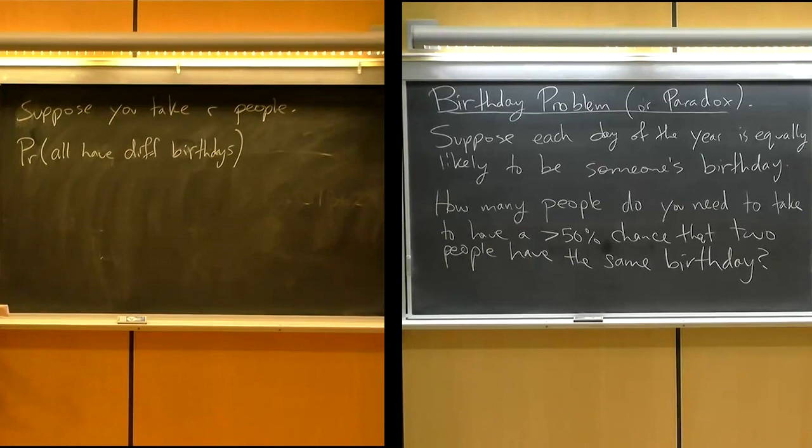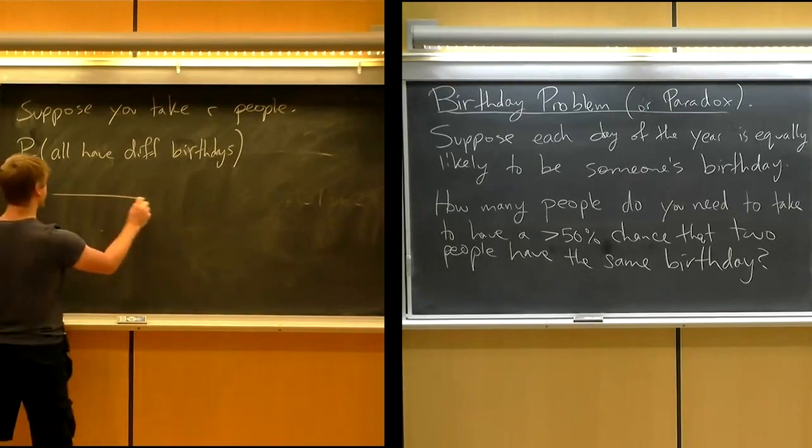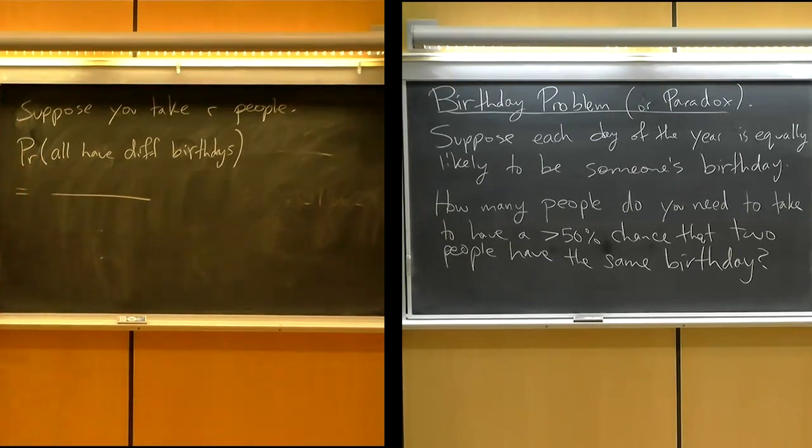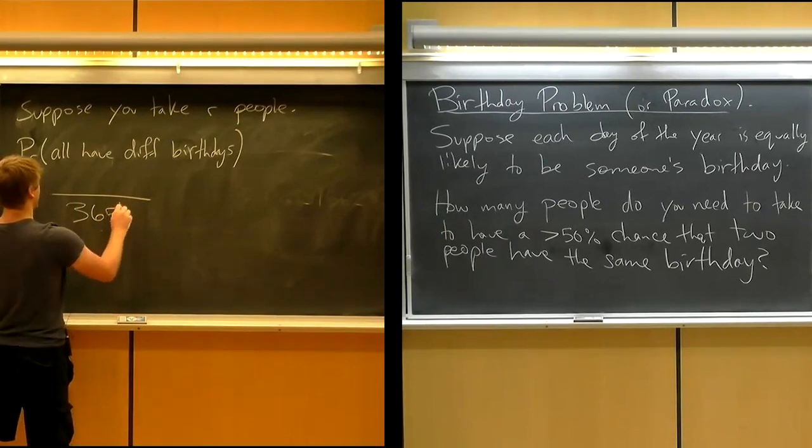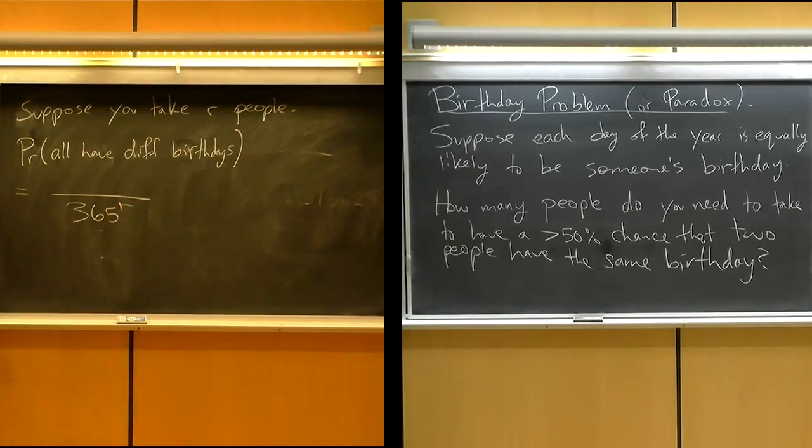If I take R people at random, how many different sequences of birthdays could I have? What's my sample size? Exactly, yeah. So it's a good sample size. And then how many ways could I pick different birthdays for every person?